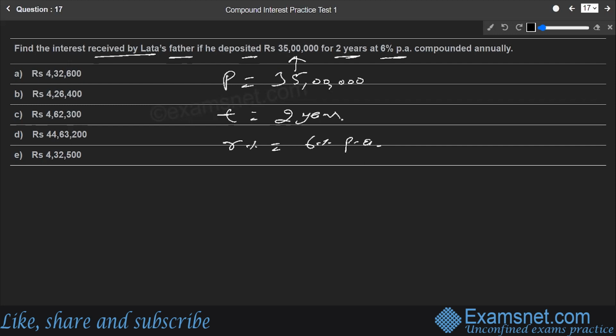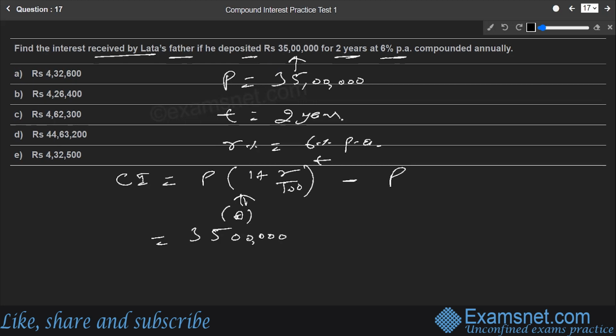So there is a direct formula which will give us the amount first, and then we can subtract. So we can use a direct formula for compound interest, which is nothing but principal into 1 plus r over 100 to the power time. So this is actually the amount, minus principal, that is P itself. Okay, so we can directly use this. Let us have the principal value as 35 lakh, 1 plus rate value 6%, so 6 by 100 whole square, minus 35 lakh again.